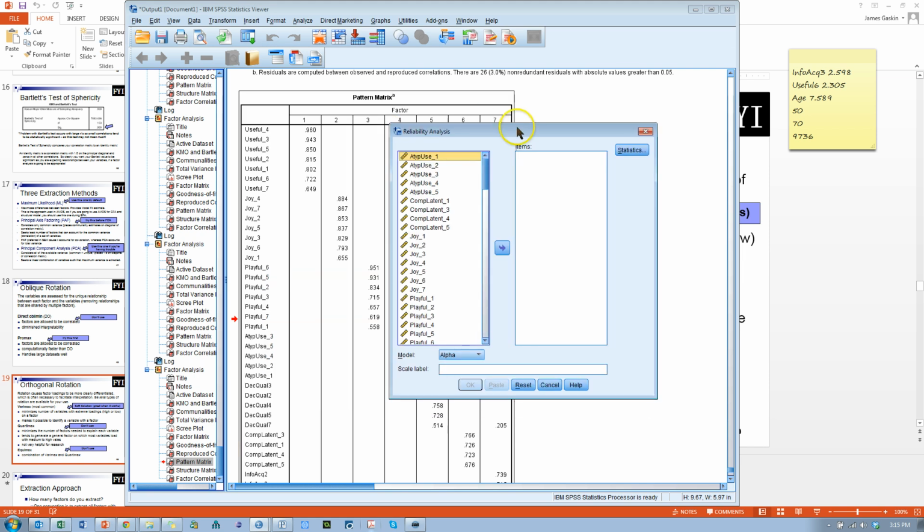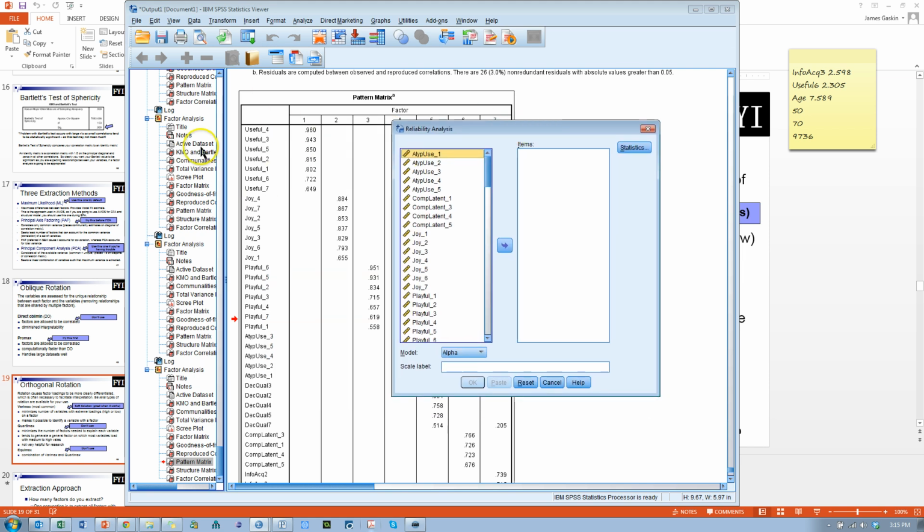And let's see what we have. I'm just going to keep the pattern matrix in the background. We have usefulness, 1 through 7. We didn't drop anything from usefulness, so let's go find usefulness and throw it in there, 1 through 7.